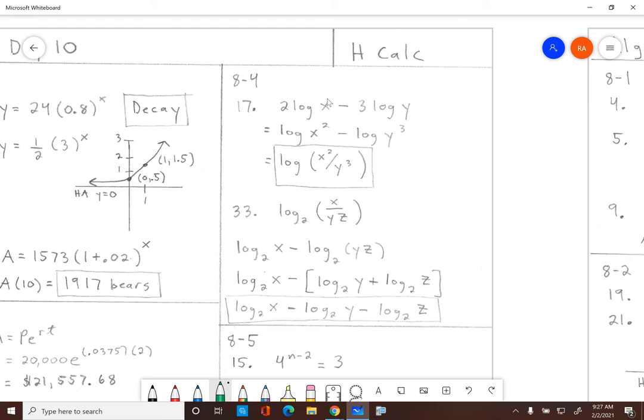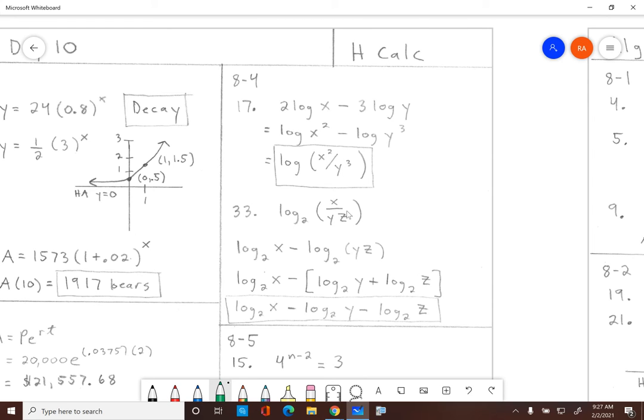So one of the rules is you can bring this 2 up. Log x squared is the same as 2 log x. I can bring this 3 up. Log y cubed is the same as 3 log y. So now I have log of something minus log of something. So when they're subtracting on the outside, it's the same as dividing inside. So I condense this down into one log, this right here.